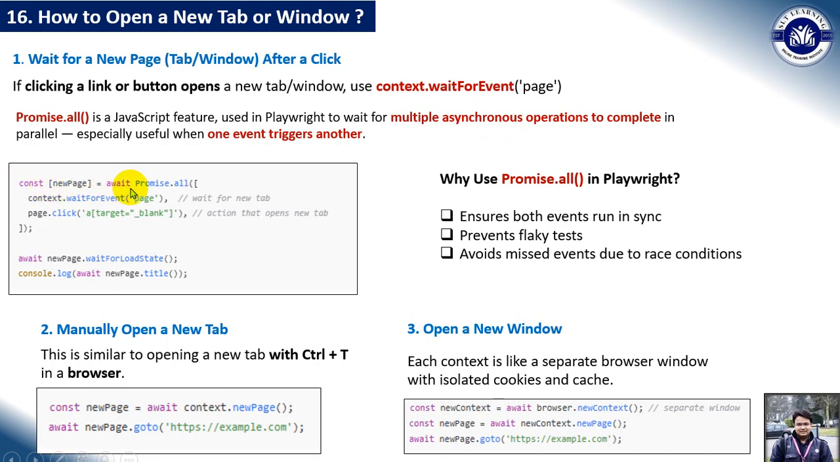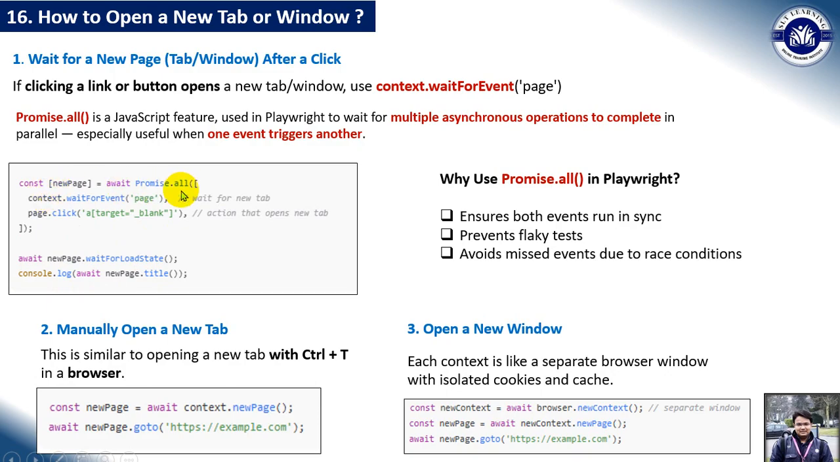This is the new page: await Promise.all, context wait for event page, then page.click on that particular element. So wait for the new tab and then perform the action, open in a new tab. Okay, this is what you can do. Then await new page, newPage.waitForLoadState, which means wait till it is completely loaded, then you can fetch the titles and all that information, like the current URL or title, for verification or validation. Okay, so this is the syntax.